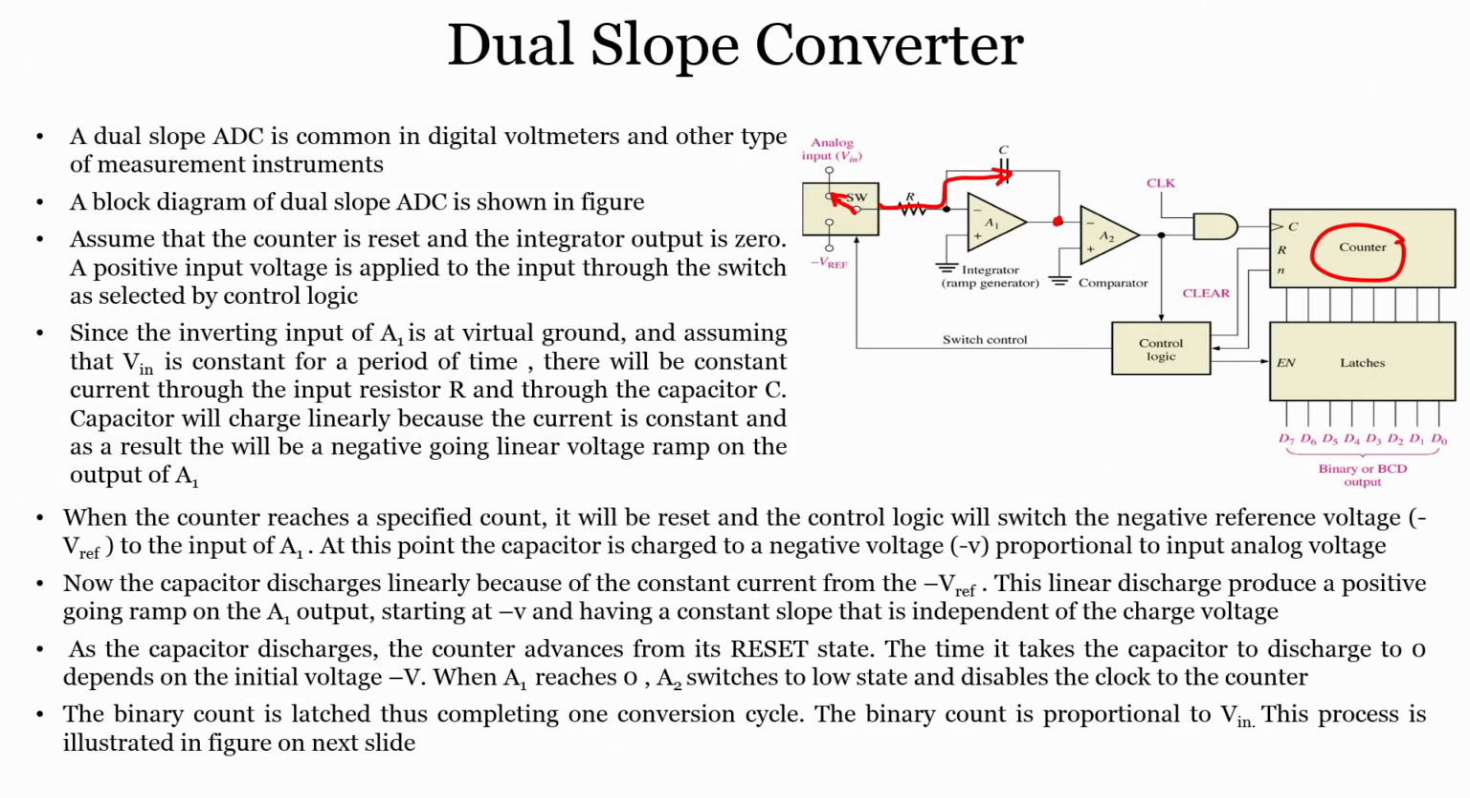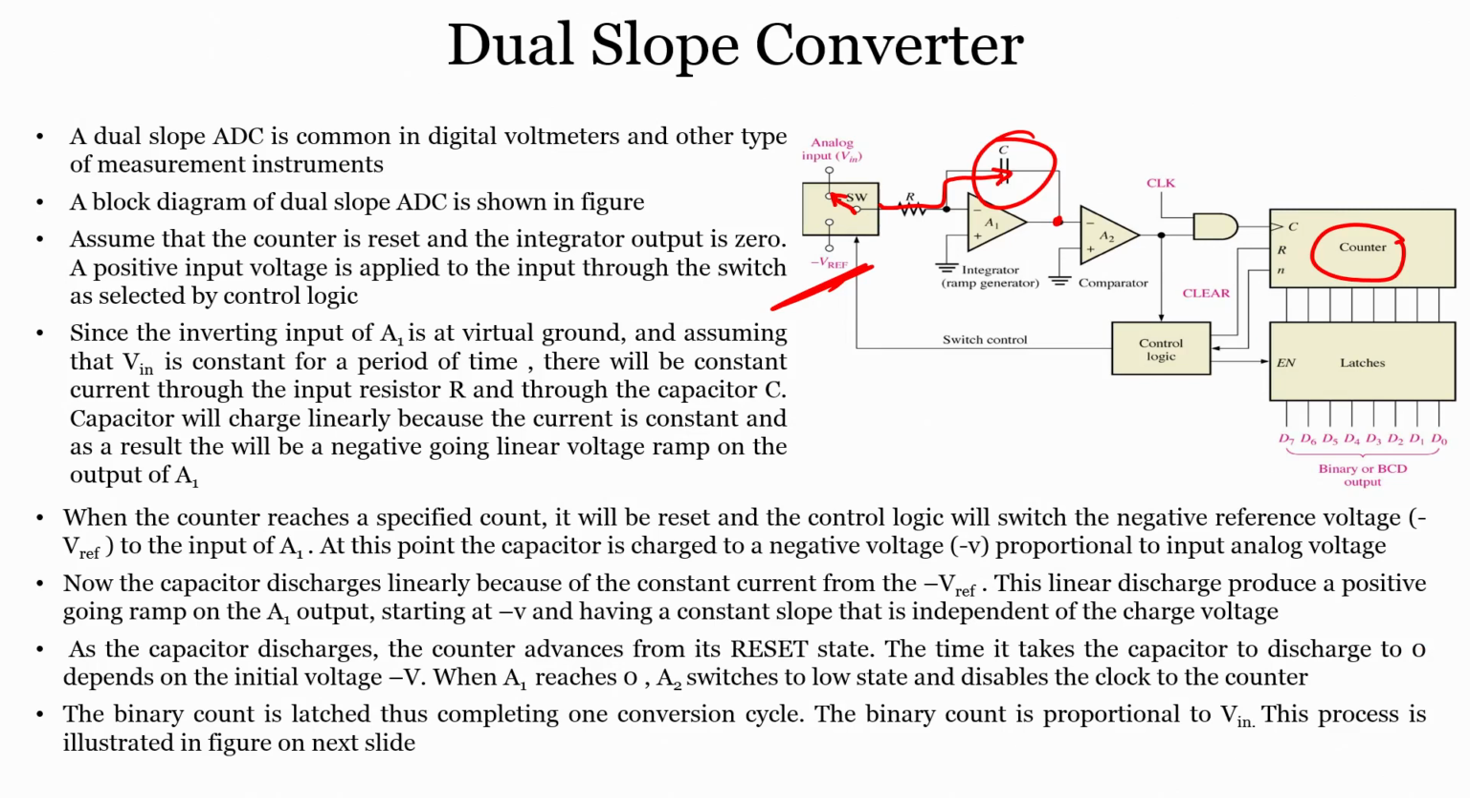Now the capacitor discharges linearly because of the constant current from minus V reference. So, the capacitor discharges with a constant slope that is independent of the charging voltage. First the capacitor charges, then the counter resets and the capacitor starts discharging. As the capacitor discharges, the counter advances from its reset state. The time it takes for the capacitor to discharge to 0 depends on the initial voltage, minus V.